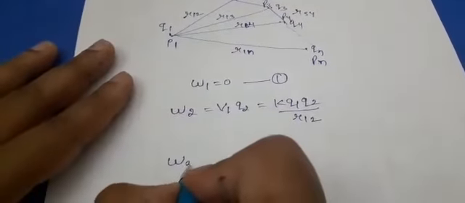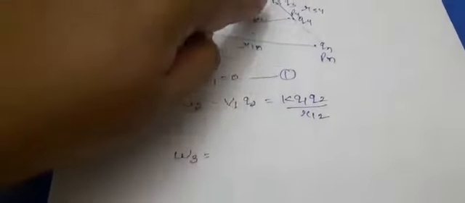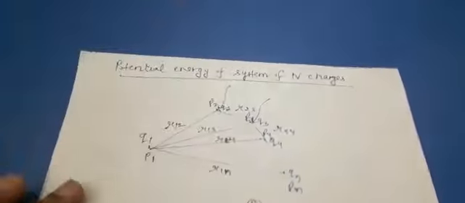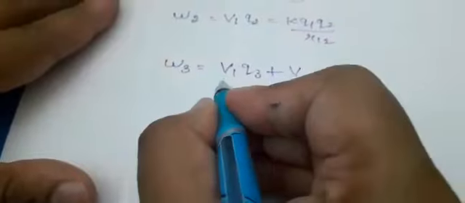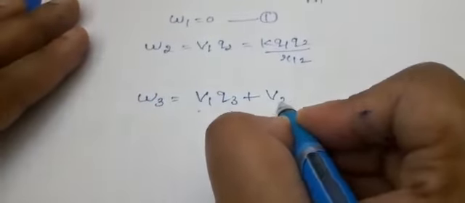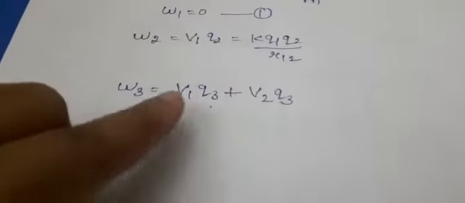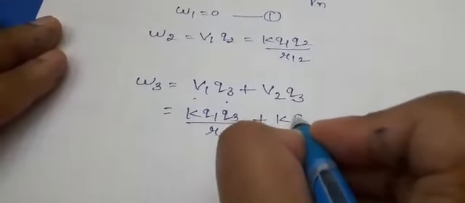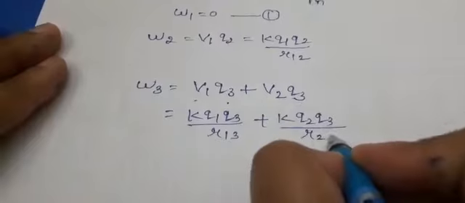Similarly, the work done to move a charge Q3 to point P3, again taking it from infinity. In that case it is coming under the influence of Q1 and Q2, so it will be V1 Q3 plus V2 Q3, because Q3 is coming in the influential region of Q1 and Q2. So directly, as we have done earlier, we can use the result K Q1 Q3 by R13 plus K Q2 Q3 by R23.